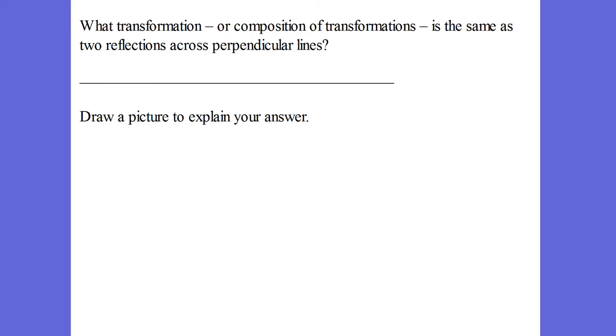All right, so for this right here, what transformation or composition of transformations is the same as two reflections across perpendicular lines? It's the same thing we had in the notes. If it's reflected across perpendicular lines, it's the same as what? Rotation. Rotation, how much? 180. There it is. So rotation.